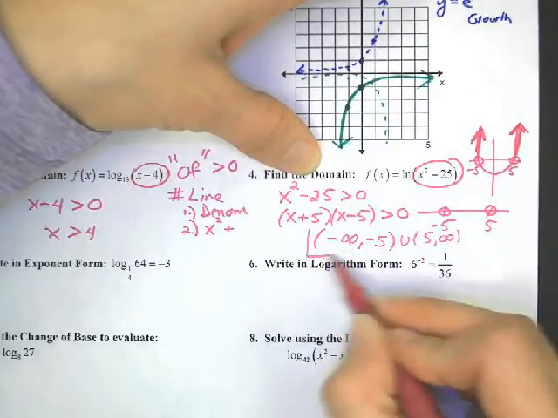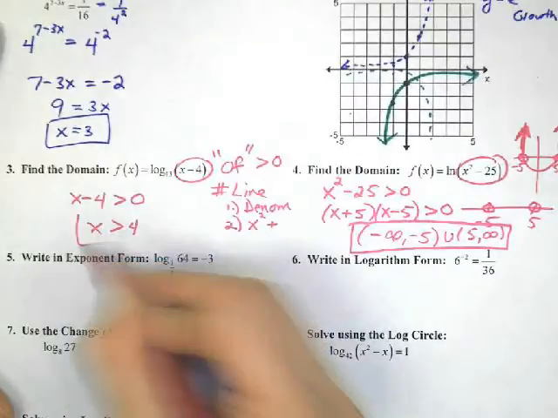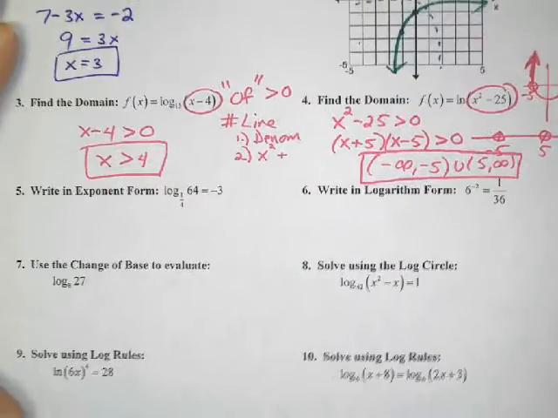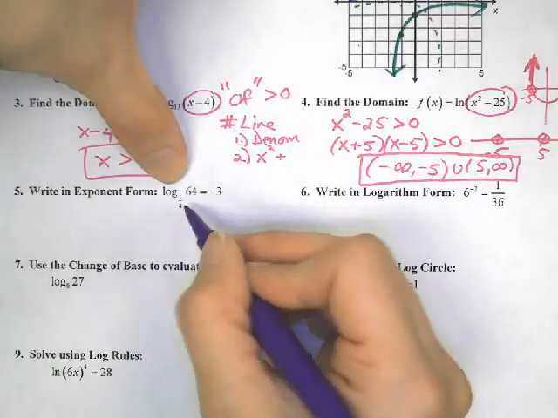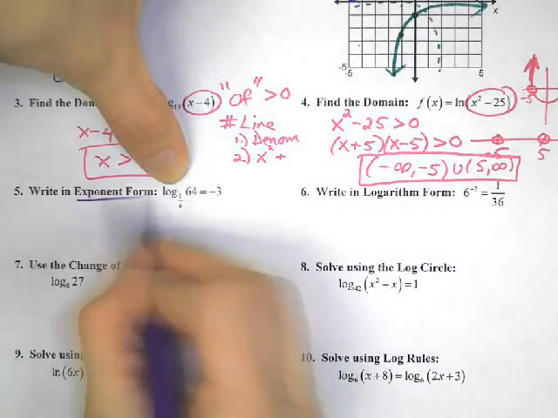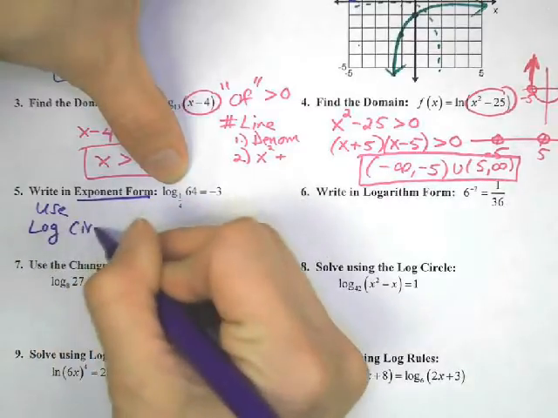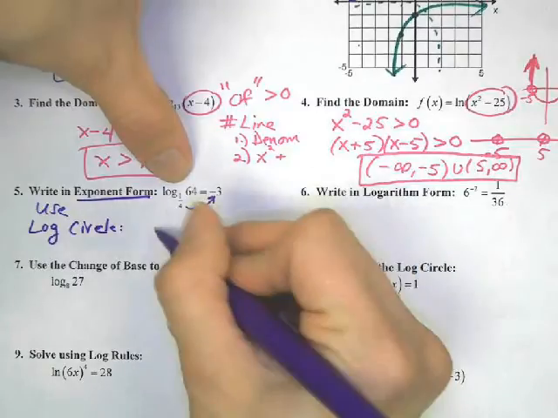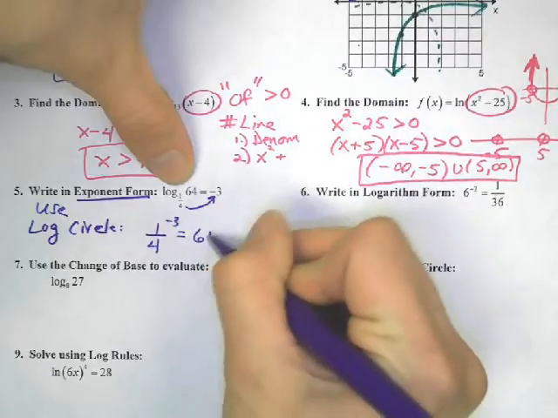What I love about this chapter is a lot of the rules from the past chapters are being used. So it's perfect review for the final. All right, let's write something in exponent form. So you do a log circle. When you have a log and you want to switch to exponent, you use the log circle. 1/4 to the power of negative 3 equals 64.